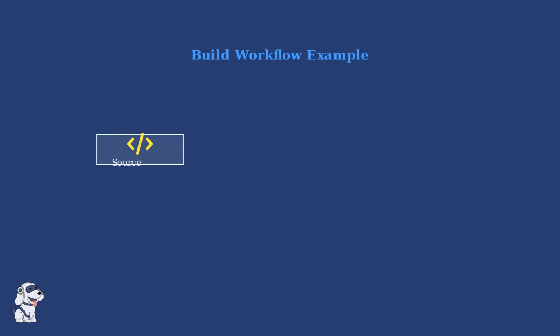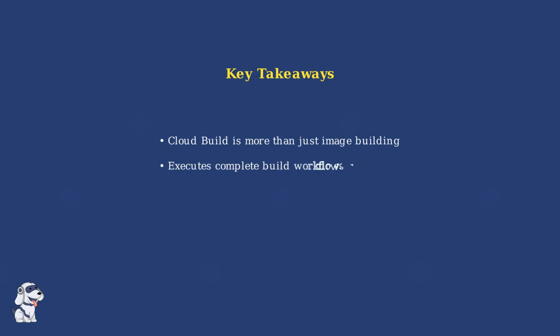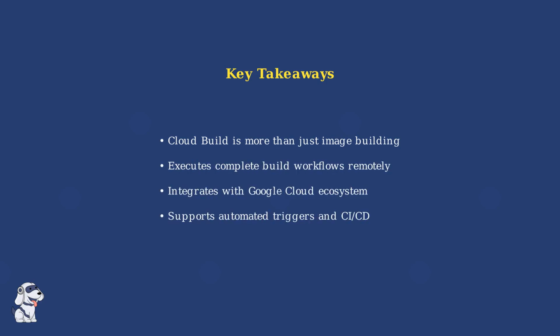Here's how a typical Cloud Build workflow operates. It starts with your source code in a repository, processes it through Cloud Build, which can run multiple build steps, and produces a container image that's ready for deployment. The key takeaways about Cloud Build are that it's a comprehensive build automation service, not just a container image builder. It can execute complete workflows remotely, integrates seamlessly with the Google Cloud ecosystem, and supports modern CI/CD practices with automated triggers and deployments.